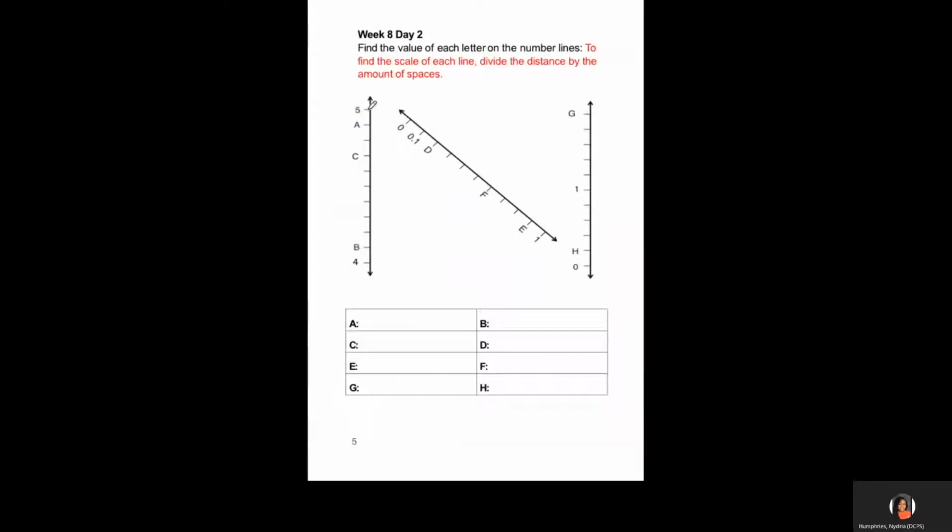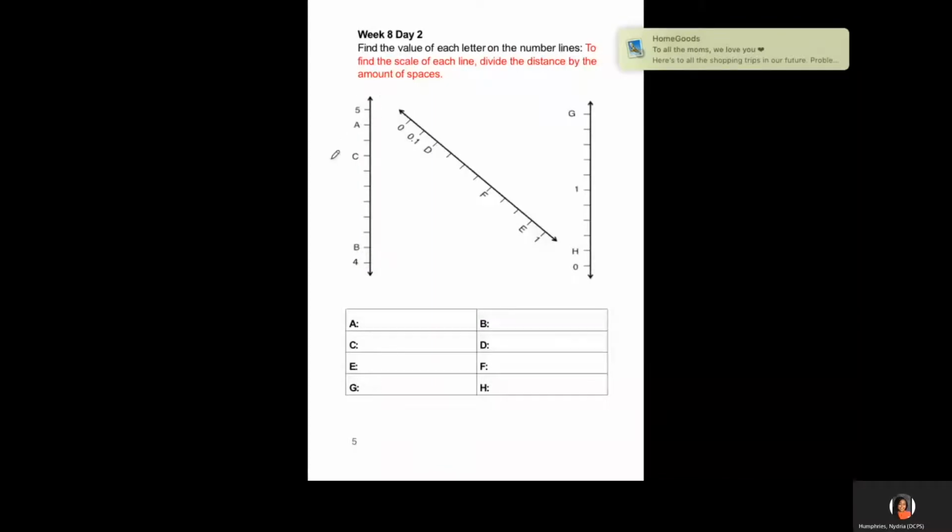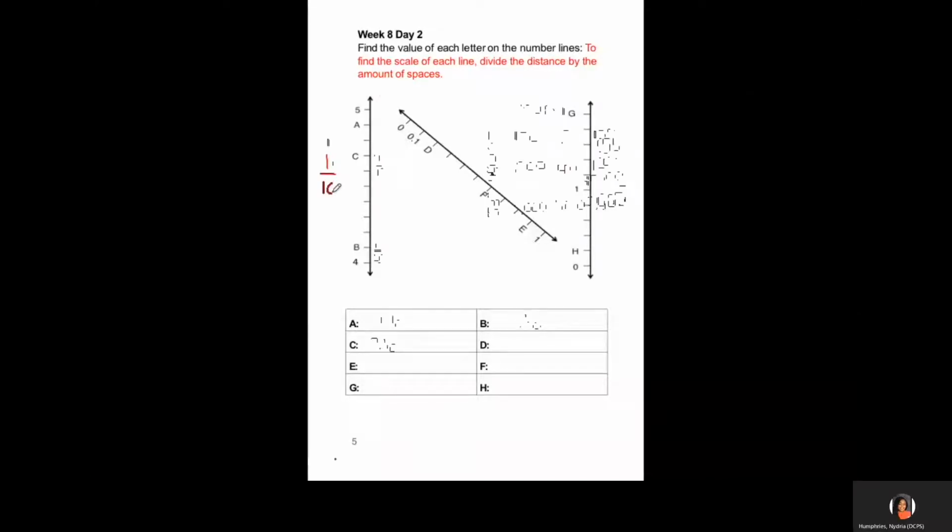So let's just start with this vertical line here. 4 to 5, that's just 1. The distance is just 1, right? So we divide that by the amount of spaces. The amount of spaces is 1, 2, 3, 4, 5, 6, 7, 8, 9, 10. So the scale here is a tenth. Now, this one is a little tricky because the starting point here, the origin, is 4 instead of 0. So we have to be reminded that B is not just a tenth.